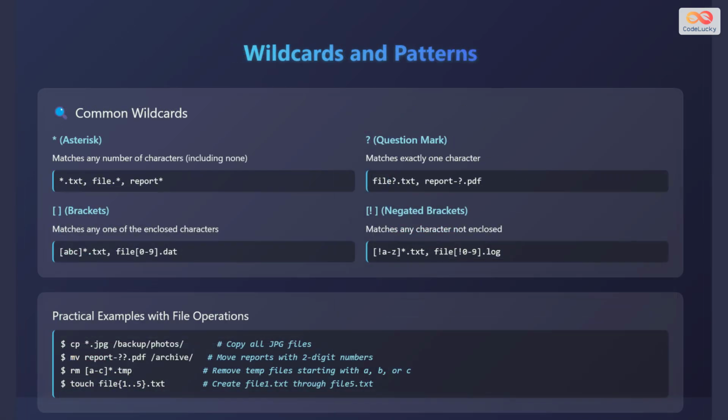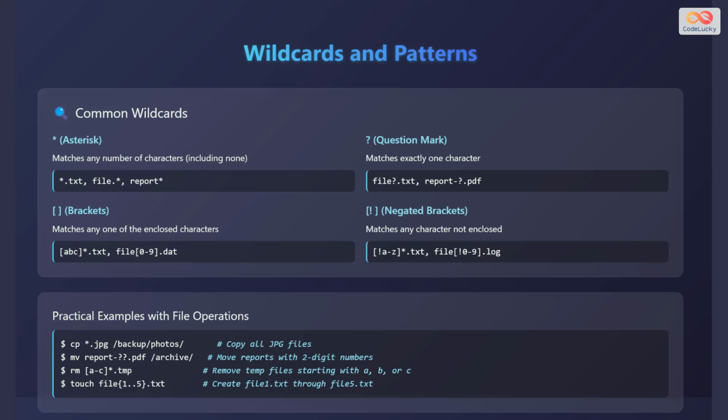Wildcards are special characters that help you select multiple files at once. The asterisk matches any number of characters including none. For example, *.txt, file.*, report*. The question mark matches exactly one character. For example, file?.txt, report-??.pdf. Brackets match any one of the enclosed characters. For example, [abc]*.txt, file[0-9].dat.